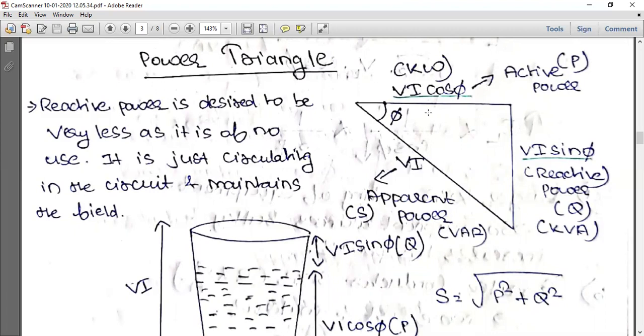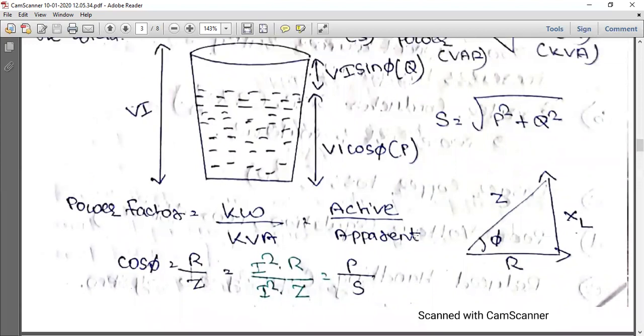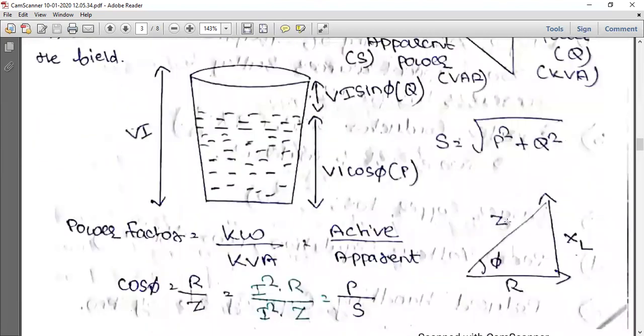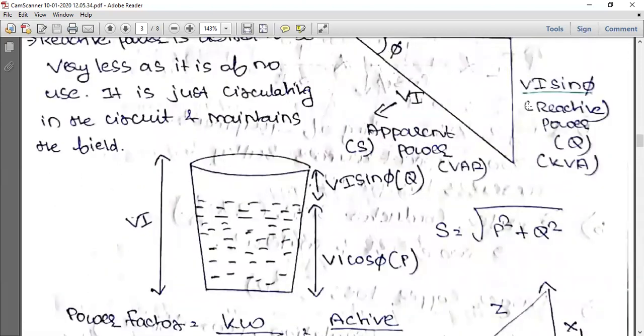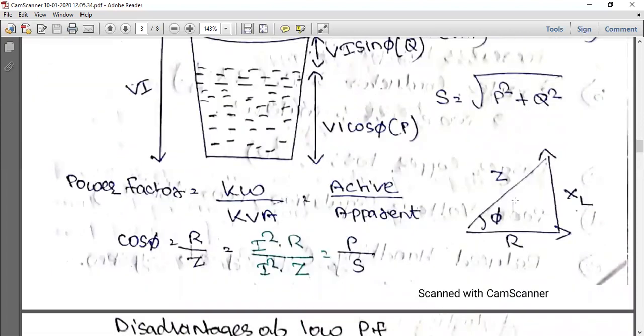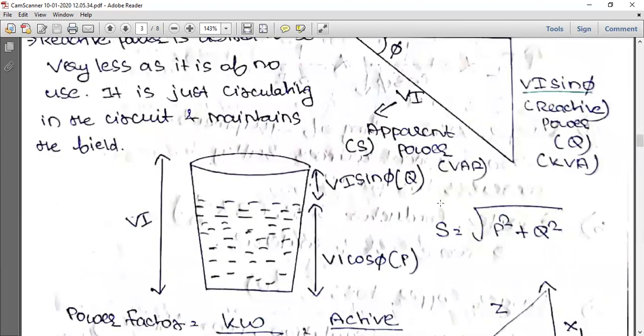This one is the adjacent side. So power factor is kW by kVA, which is active power by apparent power, P by S. This power triangle can also be represented as an impedance triangle, because we know that impedance into the square of the current will give you power. So this is the same representation. We can say that cos phi is equal to R by Z, adjacent side by hypotenuse. If you multiply both sides by I square, this becomes I square R by I square Z, which is active power by apparent power, P by S. So they are just equivalent triangles.